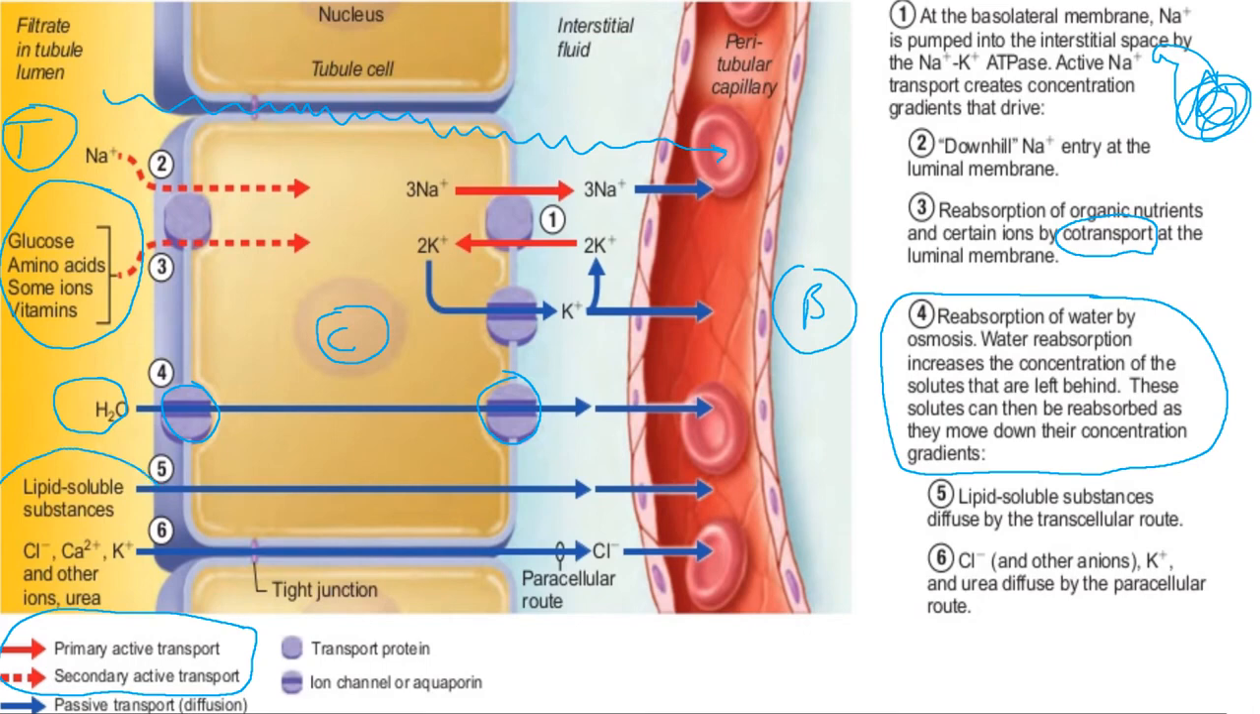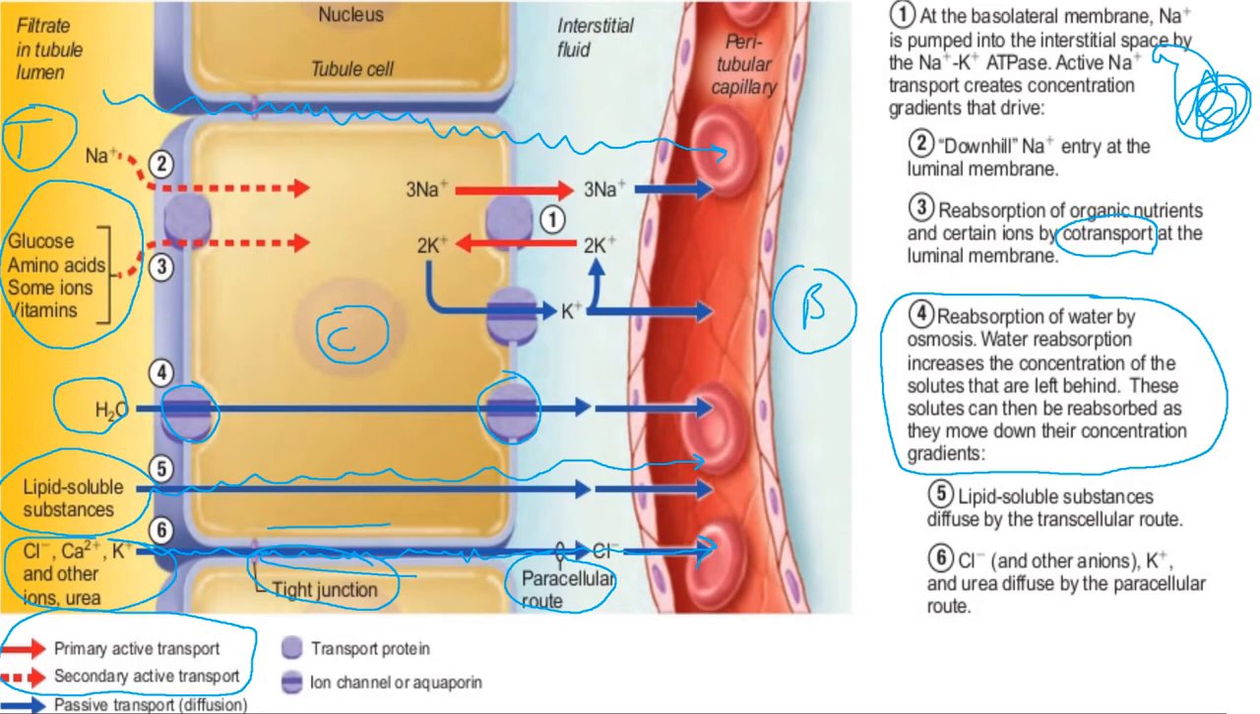Lipid soluble substances, that's the stuff that's going directly through the cell membrane. It's put back into the blood. And interestingly enough, here's a tight junction. So that's the junction between one cell and another. You can see that actually stuff like chloride and calcium and potassium can squeeze in between the two cells, and that's called the paracellular route back into the bloodstream.